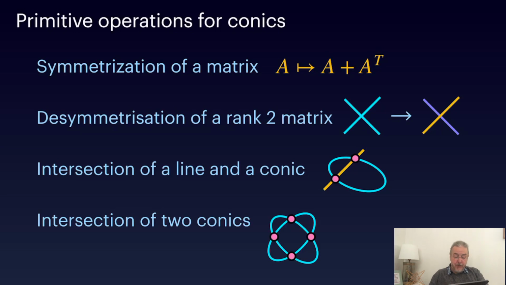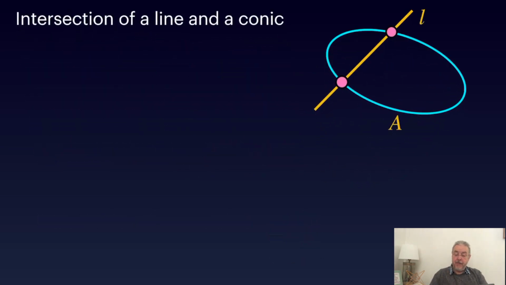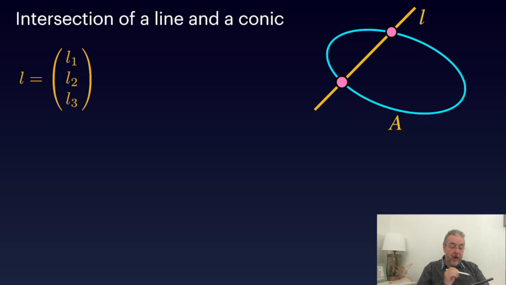Now we will use that to calculate the intersection of a line and a conic. So let's go to the point where we intersect a line and a conic. So what are we given? We are given the coordinates of the conic, which is a matrix, and we are given the coordinates of a line, which are simply homogeneous coordinates. So assume that our line has homogeneous coordinates L1, L2, and L3.